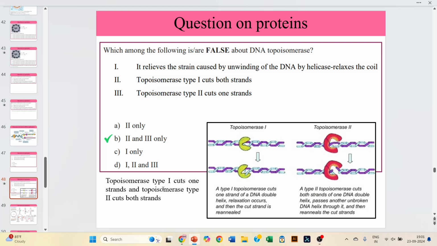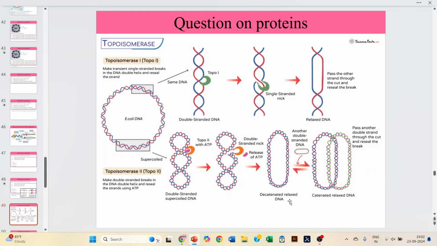Okay. So see here, topoisomerase 1 cuts only one strand and topoisomerase 2 cuts both the strands. So for type 1 topoisomerase, relaxation happens when the cut strand is reannealed. So it cuts and then joins. Similarly, type 2 topoisomerase breaks both the strands of DNA, you can see in this figure, and then reanneals, right?